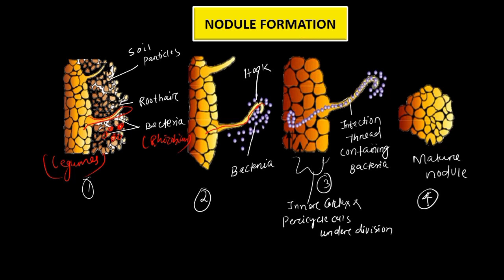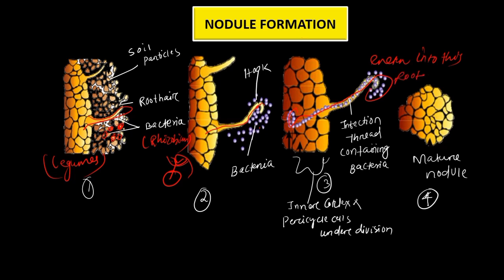The cells have a receptor. This receptor takes some signal from the bacteria. After taking the signal from the bacteria, the cells also send some signals to the bacteria, so that after some time the bacteria enter into this root cell.